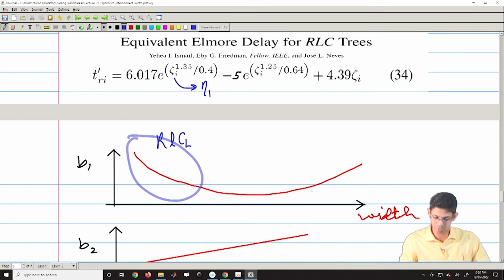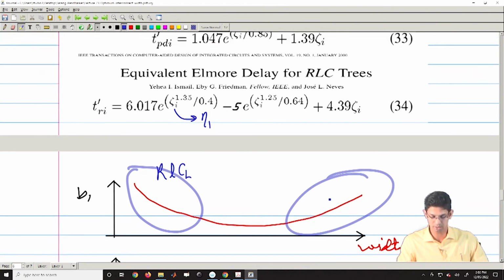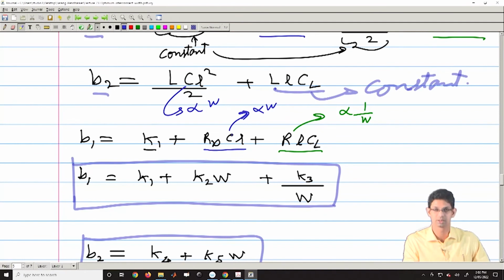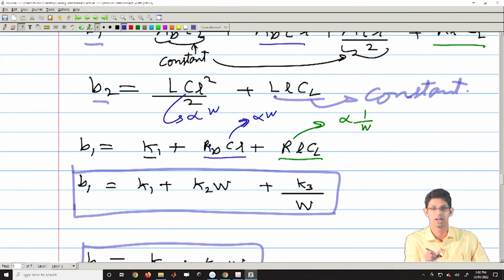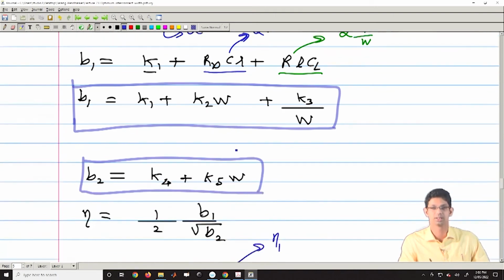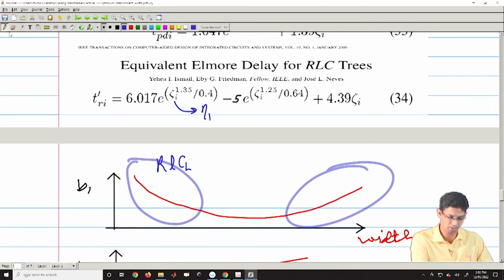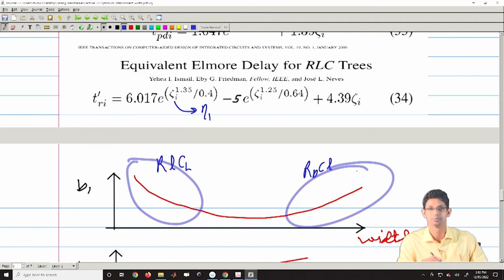On the other end of your analysis, in this region you go on increasing the width. In that case your interconnect capacitance increases, and then the driver RD into CL starts playing a dominant role, and then this is dominated by your RD into C into L.